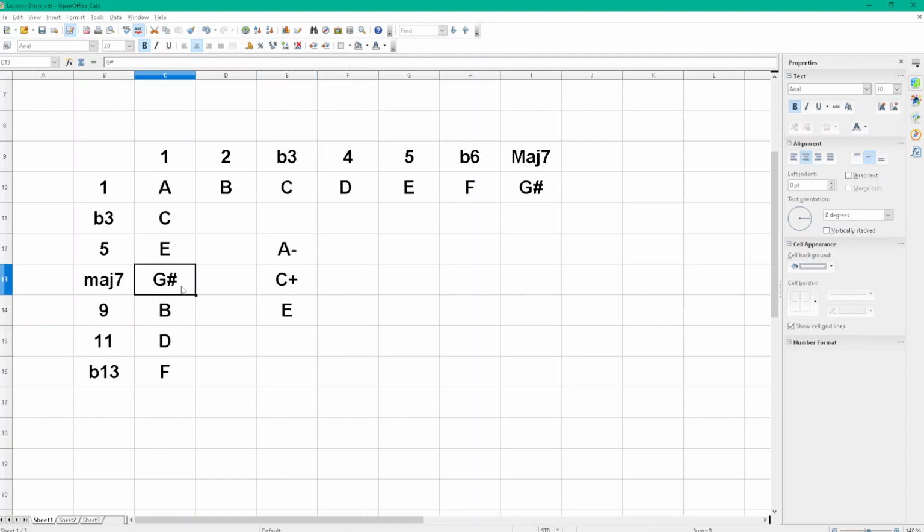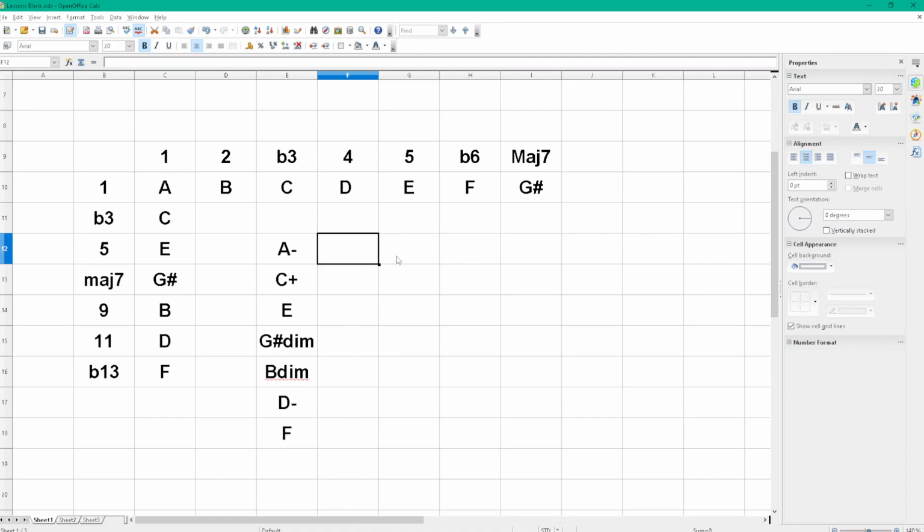G sharp, B, and D gives us G sharp diminished. B, D, and F gives us B diminished. D, F, and A gives us D minor as a triad. Last but not least, we have F, A, and C that gives us an F major.